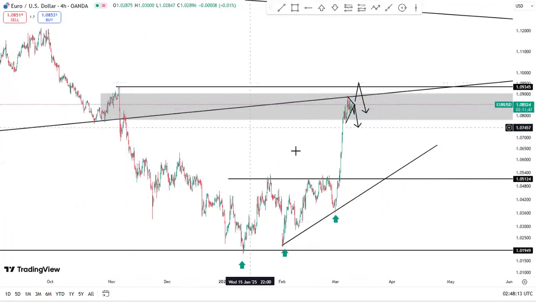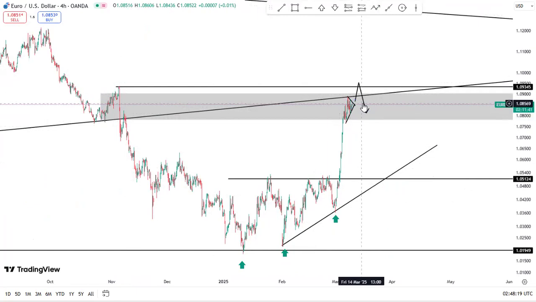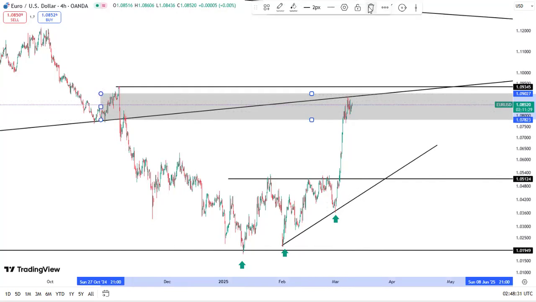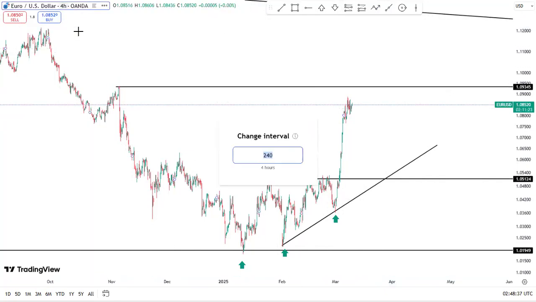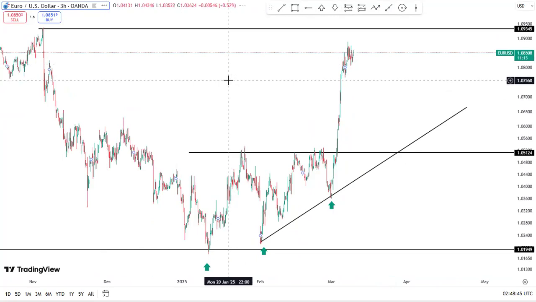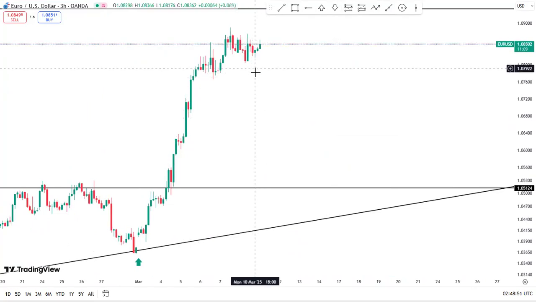So now, if you find yourself in this situation, what to do? Move to a smaller time frame just to check what is actually happening. We're going to come back and check how we're going to place our stop losses. Let's go to the 3 hour. Sorry, on the 3 hour, this is what we have.